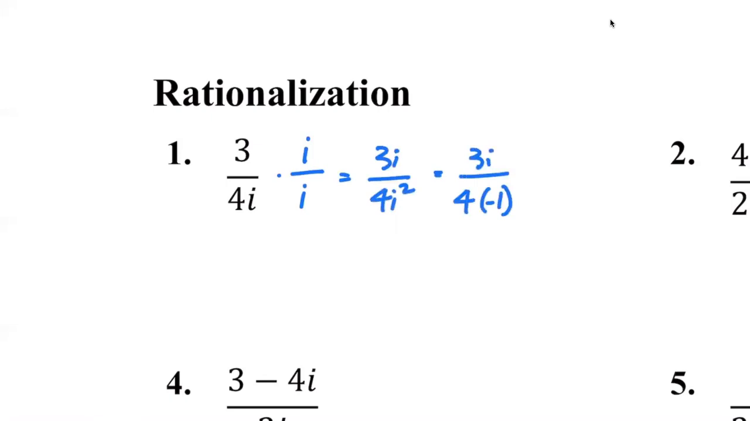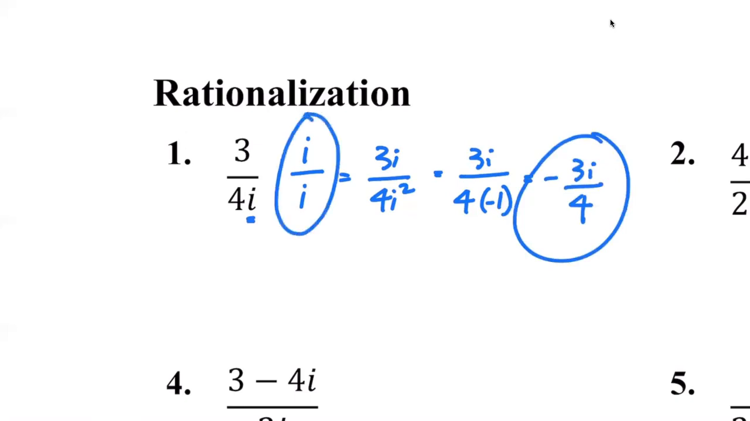So the idea is really about doing whatever you legally can, so that the values are still the same, and yet we will accomplish our goal, and that is to not have any sort of square root or radicals in the denominator. And again, if you see a simple i, we just do i over i.